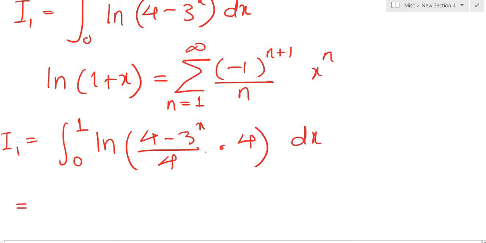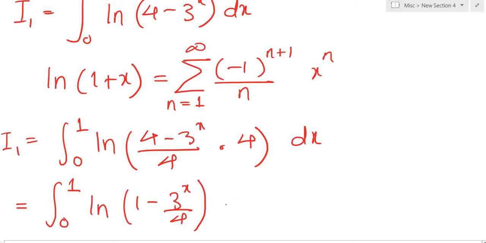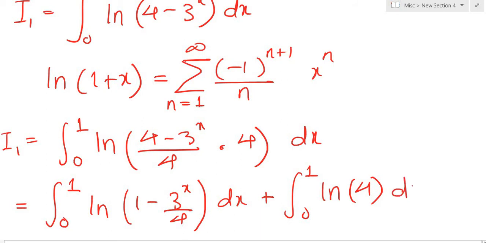Well, the property of natural log is whenever you have a product of things inside the natural log, you can just write them as a sum of two different natural logs. So that makes this integral the integral from 0 to 1 of the natural log of 1 minus 3 to the x over 4 dx plus, because there's a product in the argument, that becomes the sum of two different natural logs, ln of 4 dx.